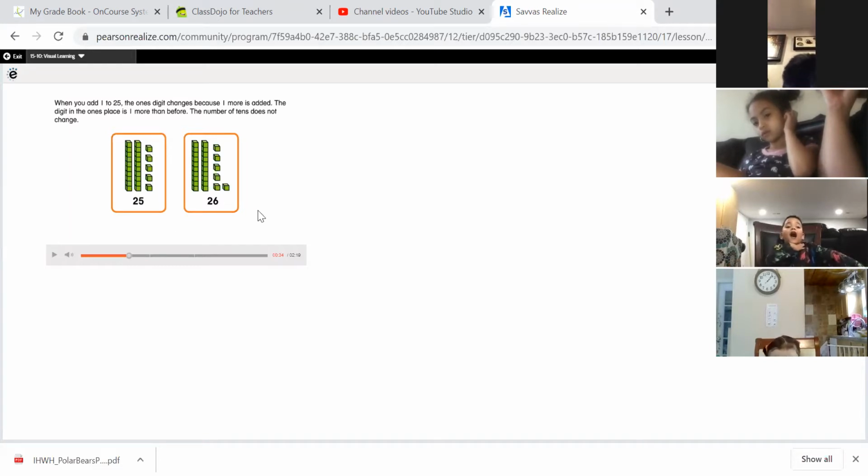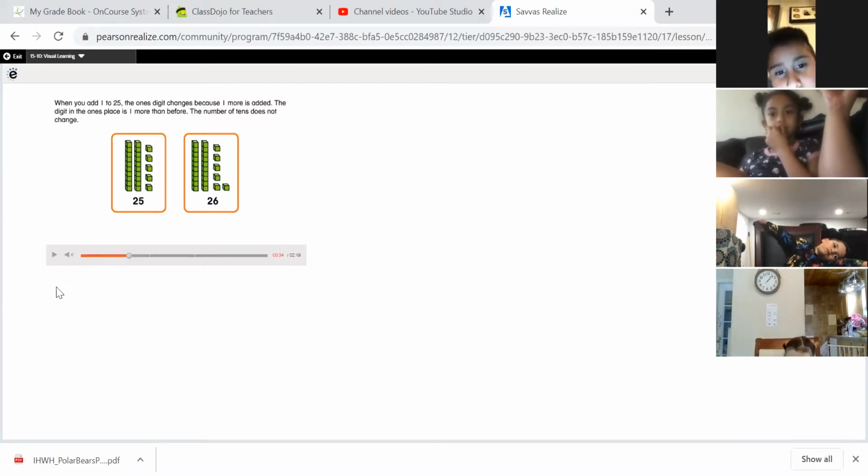Now, we already know that, but now we have to open the numbers up and really understand what that means. So 1 more just means that the number in the ones place is going to go up 1. It went from 5 to 6. The tens place does not change. The tens place is only when you add 10 more. But we only added 1 more, so only the ones place changes.